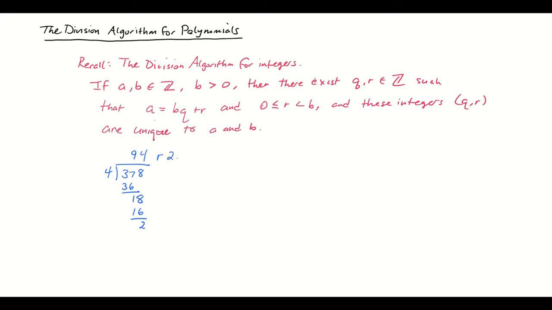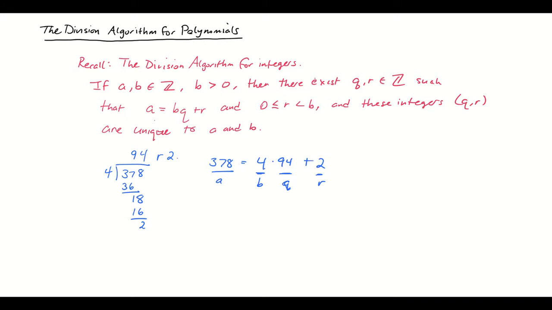But what does it really mean when we're doing that? When we interpret this result, we understand that this means that if we divide 378 by 4, then we get 94 4s and an additional 2 left over. In other words, 378 can be expressed as 4 times 94 plus 2. So that's my a, that's my b, and then this is my quotient, and this is my remainder.